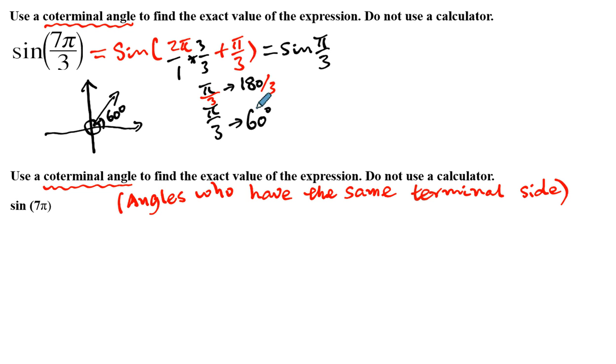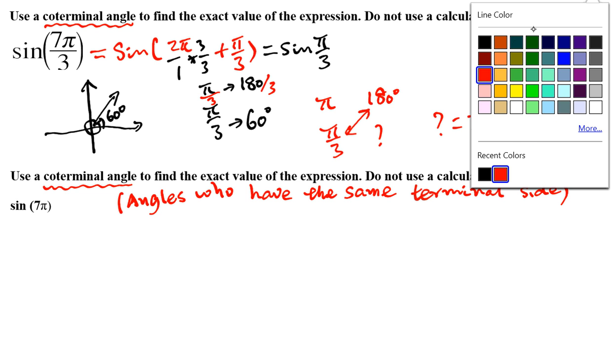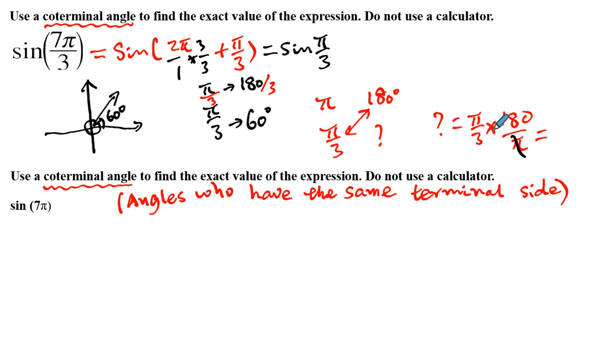Okay, you can also do this by cross multiplication. As we said before, you always write pi corresponding to 180 degrees, and then you have pi over 3 that you want. So you do cross multiplication, it will be pi over 3 times 180 divided by pi. What do you get? Cancel pi with pi. So you have 60 degrees.